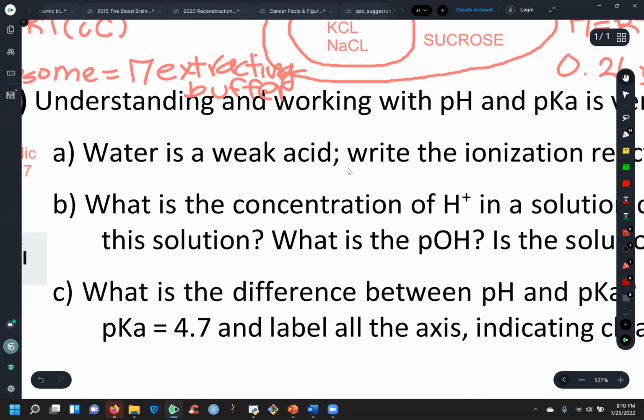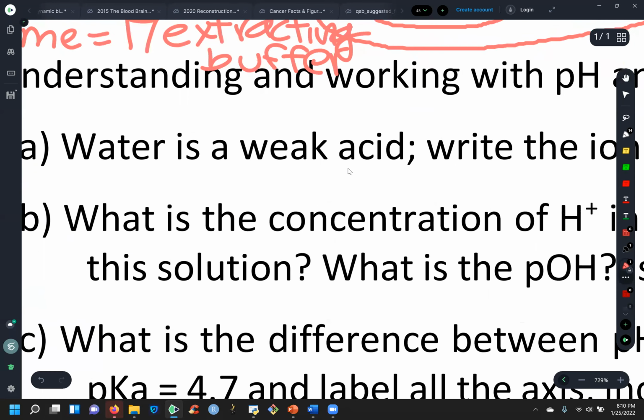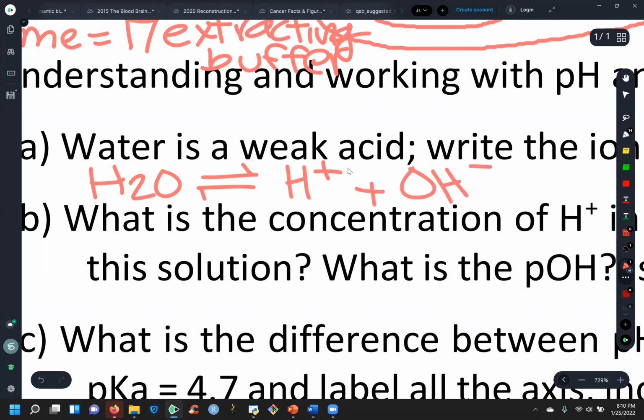Okay, so here's the equation, and they're going to give you other weak acids, and you're going to have to write the dissociation equations also. So pay attention here. It's really easy. So here we have H2O, and that just turns into this: a proton or a hydrogen ion plus a hydroxyl or a hydroxide ion. Easy, right? And that's it.